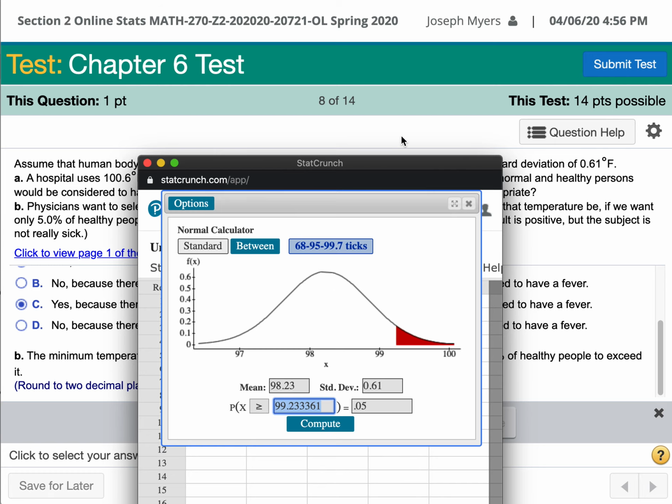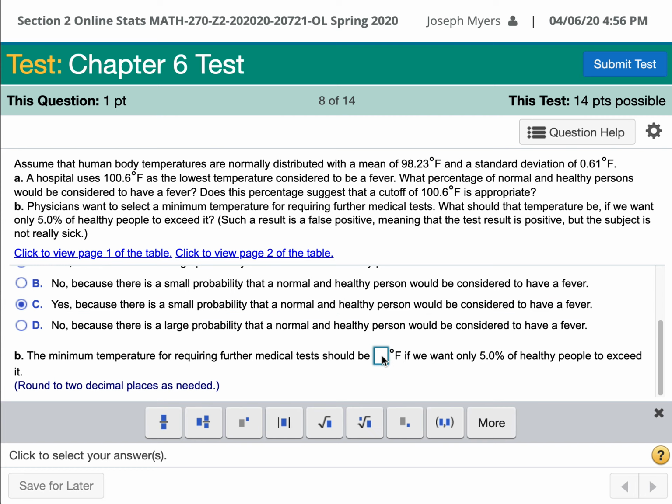99.23336. Okay, so the minimum temperature for requiring further medical tests, rounded off to 2 decimal places, should be 99.23 degrees if we want only 5% of healthy people to exceed it.